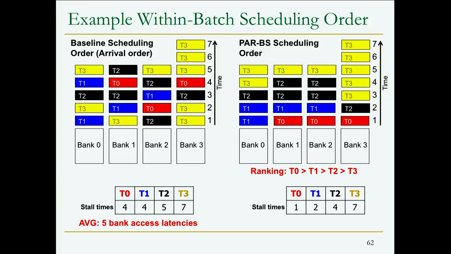gets ranked that way. But if you look at this picture, we preserve the parallelism of many threads, as you can see, right, by enforcing this ranking across the banks. And if you look over here, the average bank access latency is 3.5 with this scheduling order. So we've improved performance by about 30% within this batch. Of course, there's the across-batch component, which we're not showing over here.